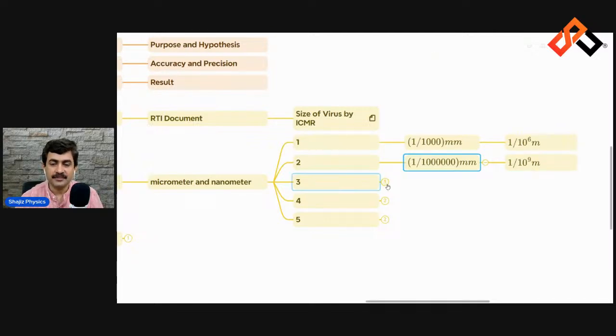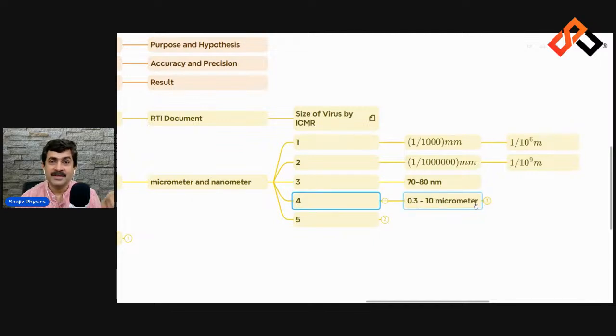Now, I wanted to give you the answer given by ICMR, National Institute of Virology, regarding the average size of SARS-CoV-2 virus. As per the ICMR document, it is 70 to 80 nanometer. They have given the size of the standard surgical mask to be 3 to 10 micrometer. The first one is given in nanometer, the second one in micrometer. What is the relationship between micrometer and nanometer? 1000 nanometer is 1 micrometer. You remember that.